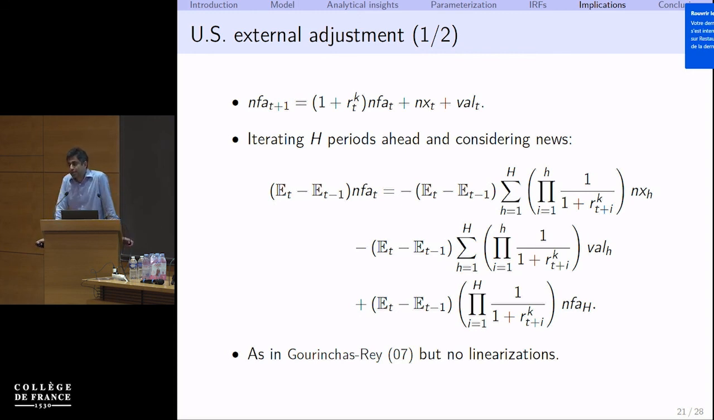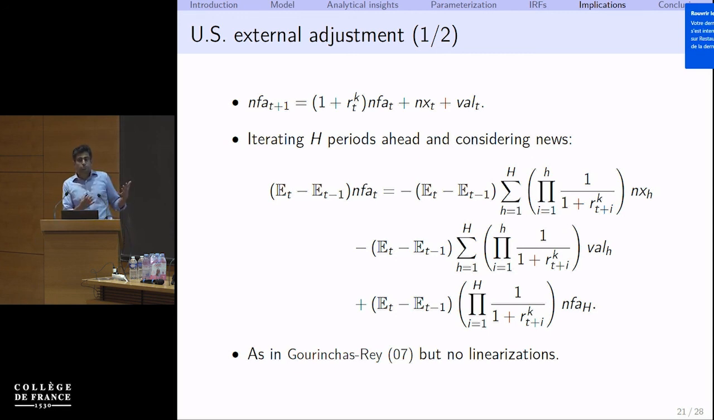So you can take that identity, you can iterate forward and consider news. And this identity is kind of a not log linearized version of an analogous identity in the seminal 2007 paper of Pierre Olivier and Elaine that basically says if the US net foreign asset position falls, that must forecast either positive trade surpluses or positive valuation adjustments that will stabilize the external position, or a residual H periods from now. Okay, this is kind of like a Campbell-Shiller identity for external positions.